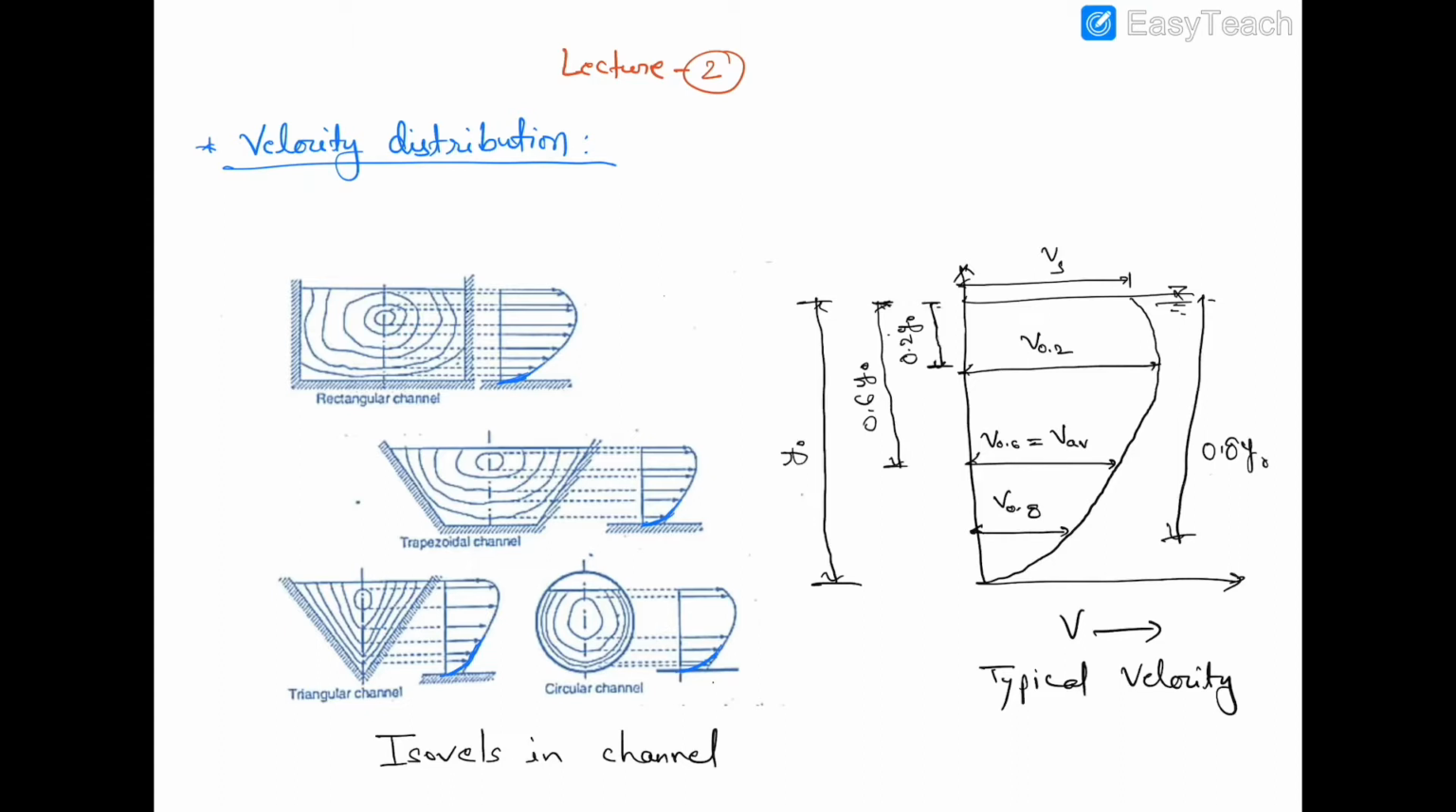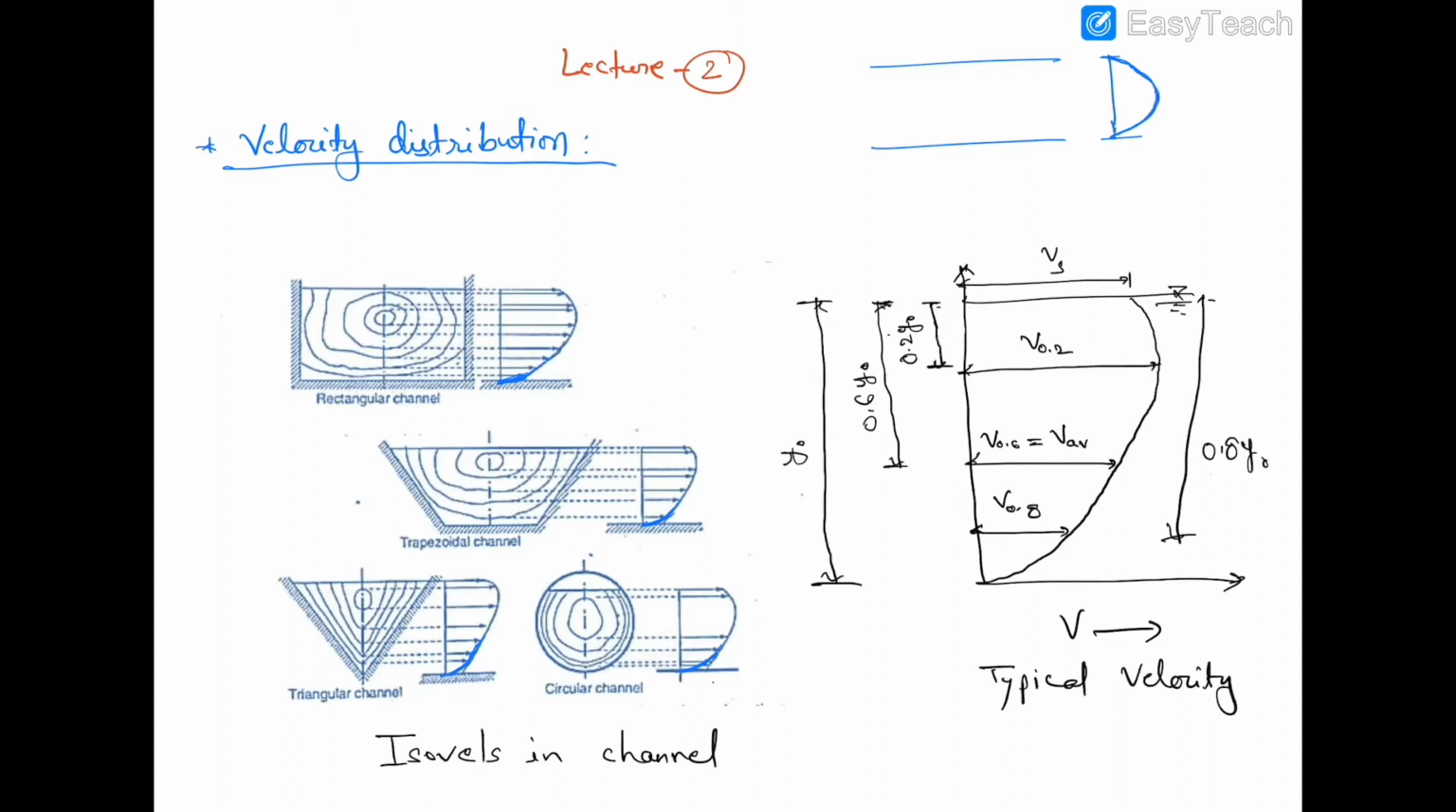As we have seen, the velocity distribution in case of pipe flow is parabolic. The velocity at the boundary of the pipe is 0 and it increases gradually and becomes maximum at the center, and then again it reduces. Clear? In a similar way, in case of open channel, the velocity is 0 at the boundary.